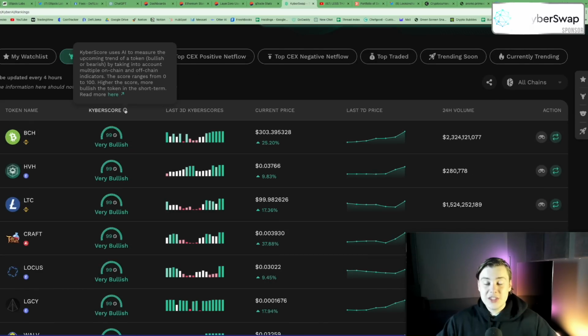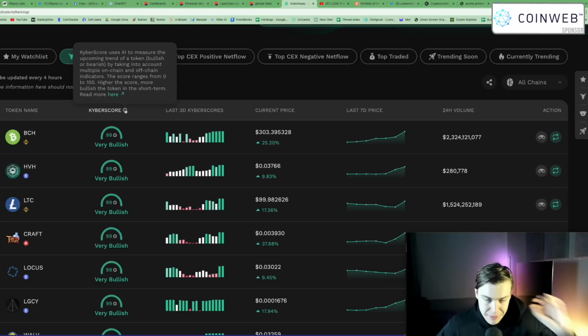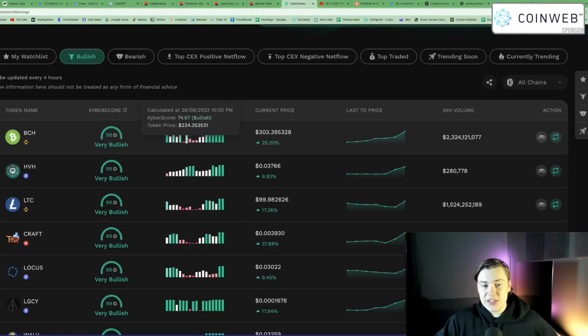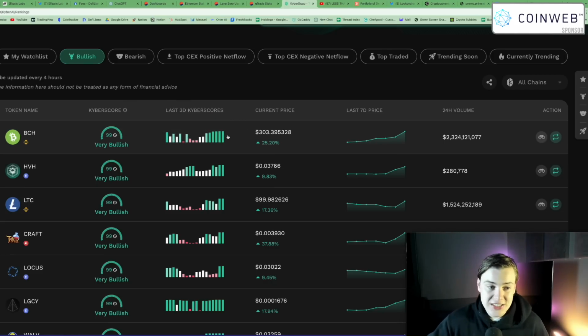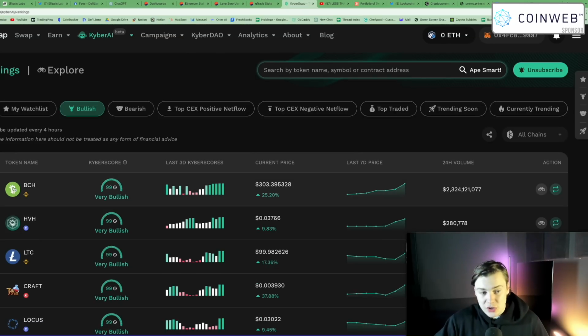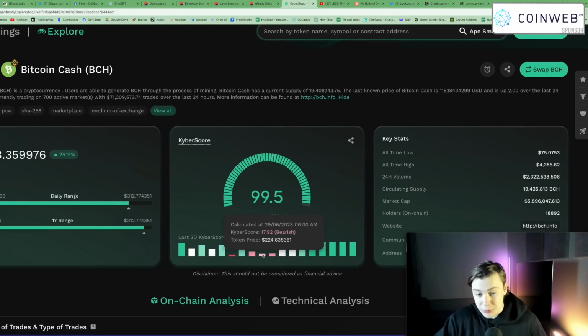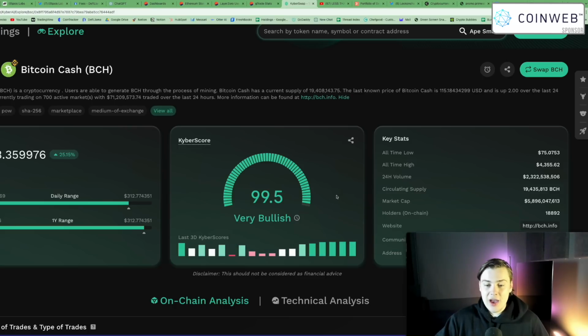Now, the Kyber score is a proprietary index powered by AI, which is used to measure the upcoming trend of a token by taking into account multiple on and off-chain indicators. 0 is the lowest score, so that would be a very bearish score, and 100 is the highest score, that would be a very bullish score. And you can actually see every 4 hours the change in momentum from bullish to bearish based on activity that is happening on chain. So in the bullish section, we can see how BCH is tracking. It's very bullish. We can actually see that it swung bullish. It was starting to look bearish for a few hours, but it's been strongly bullish for the last half a day or so.